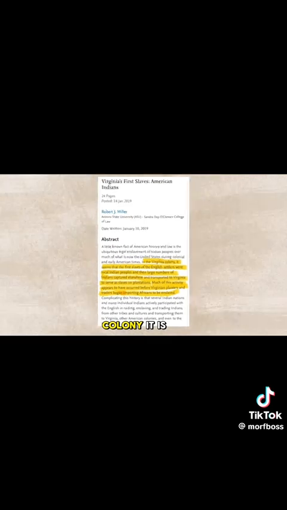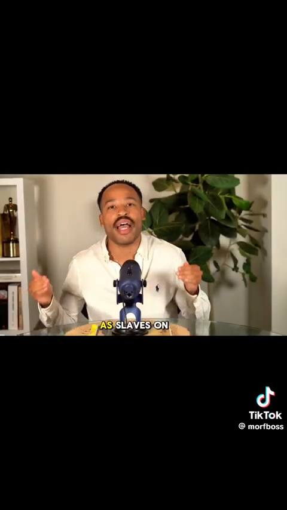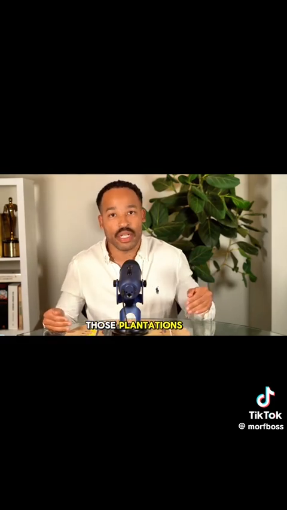So Robert J. Miller, who's a professor at Arizona State University, said in the Virginia colony, it is a fact that the first slaves of the English settlers were the local Indian peoples, and then large numbers of Indians captured elsewhere and transported to Virginia to serve as slaves on those plantations. So that's why you see in the slave voyages that many of these enslaved people were coming from other places in the Americas and being shipped to Virginia.